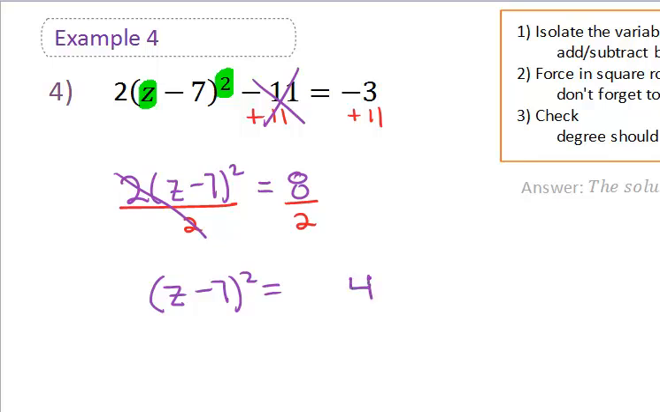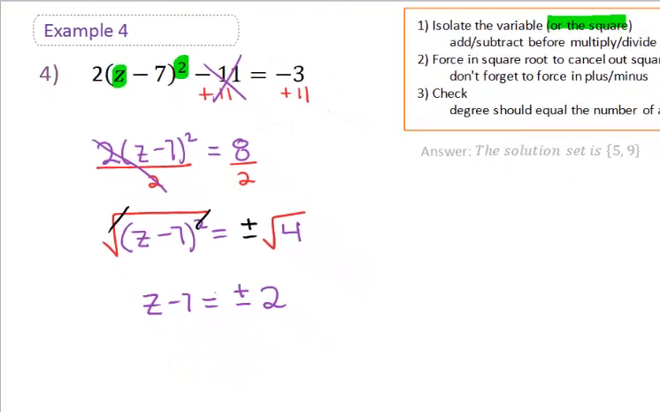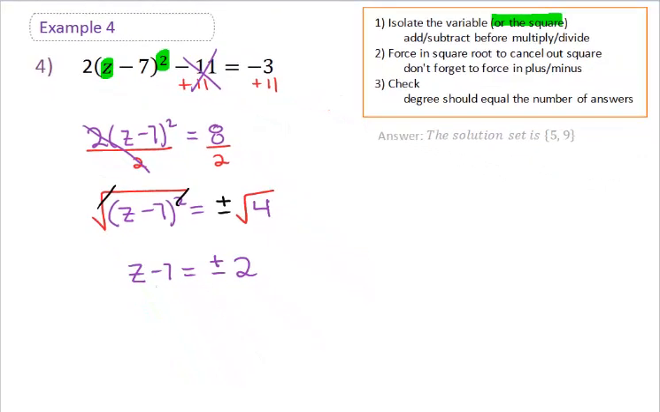Now that I have my square isolated, I get rid of that square by forcing in a square root. And when I force in a square root, I force in a positive and a negative. On the left, my square and square root cancel out, leaving me with v minus 7. On the right, I have plus or minus, and the square root of 4 simplifies down to 2. To completely isolate my v, I need to add 7 to both sides. So that gives me v is equal to positive 7 plus or minus 2.